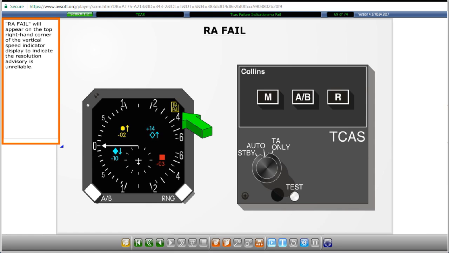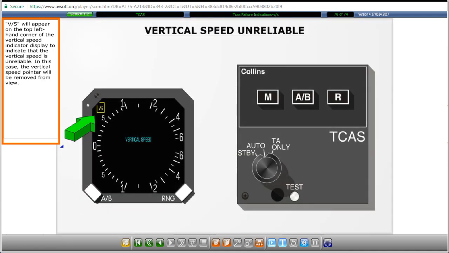RA failure will appear on the top right-hand corner of the vertical speed indicator display to indicate the resolution advisory is unreliable. VS will appear on the top left-hand corner of the vertical speed indicator display to indicate that the vertical speed is unreliable. In this case, the vertical speed pointer will be removed from view.